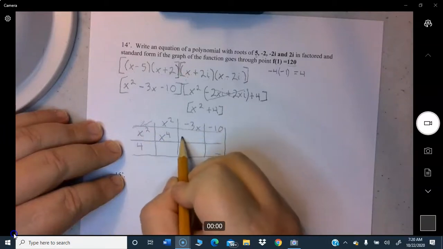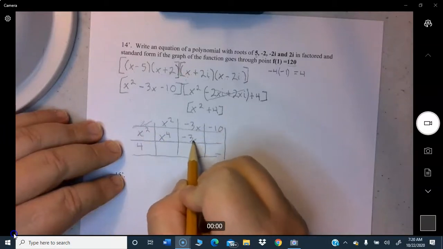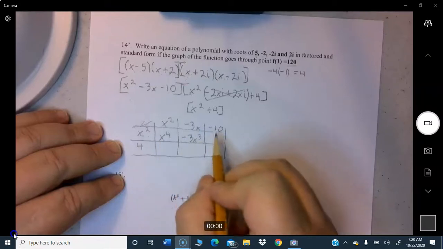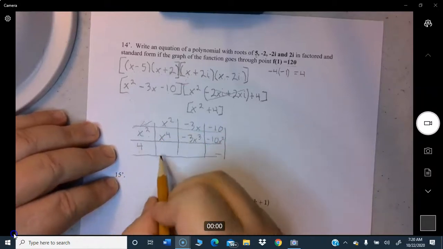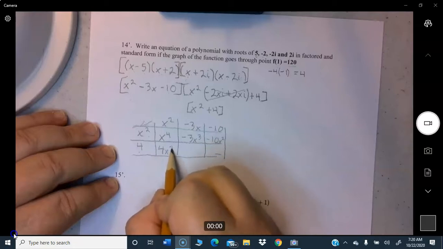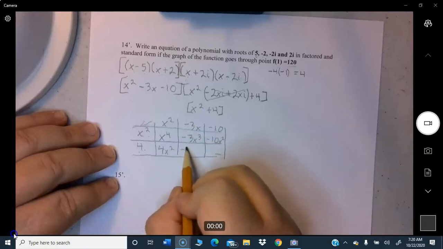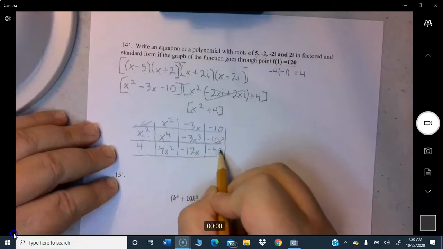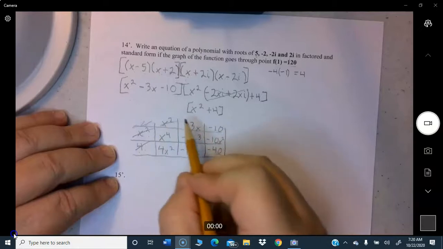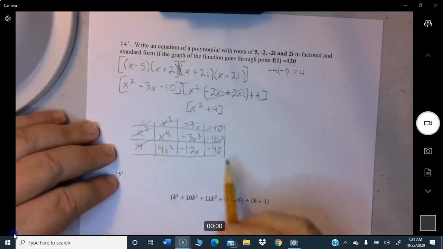X squared times negative 3x is negative 3x to the 3rd. X squared times negative 10 is negative 10x squared. 4 times x squared is 4x squared. 4 times negative 3x is negative 12x. 4 times negative 10 is negative 40. Okay, so now that you're done with these, just scratch them out. So now you're going to add these in.